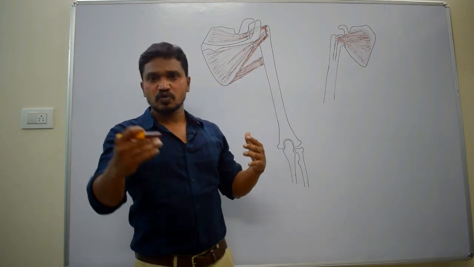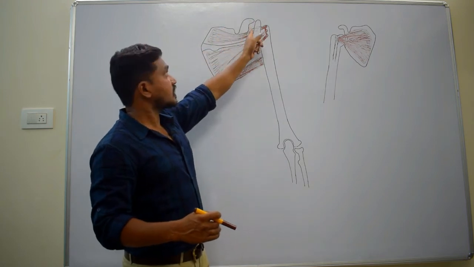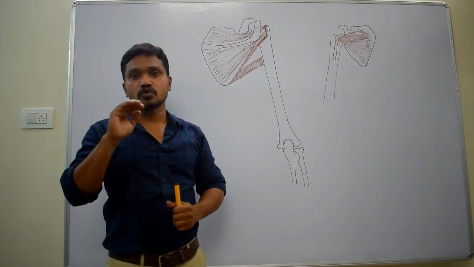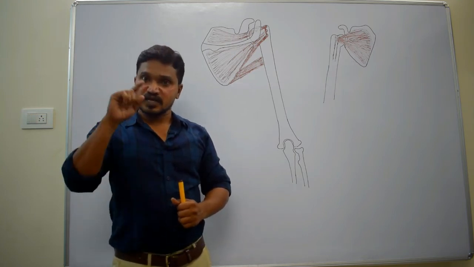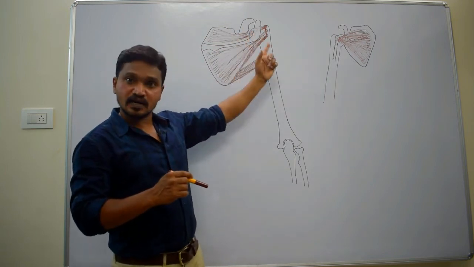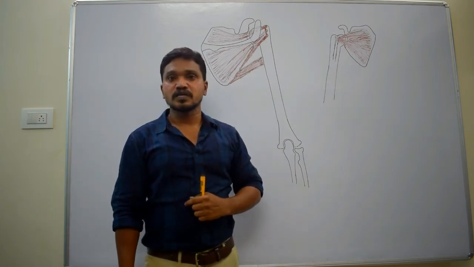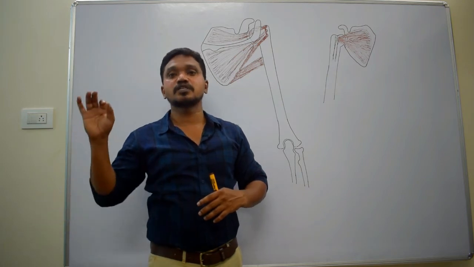Actually, we have to tell one more thing related to it. In between the coracoacromial arch and the tendon of supraspinatus, there will be a bursa. That bursa is what we call the subacromial bursa. Whether it is inflammation of this bursa, inflammation of the tendon, or tearing of the tendon, it leads to painful arc syndrome. What does it mean? Between 60 to 120 degrees of abduction, the patient feels pain.